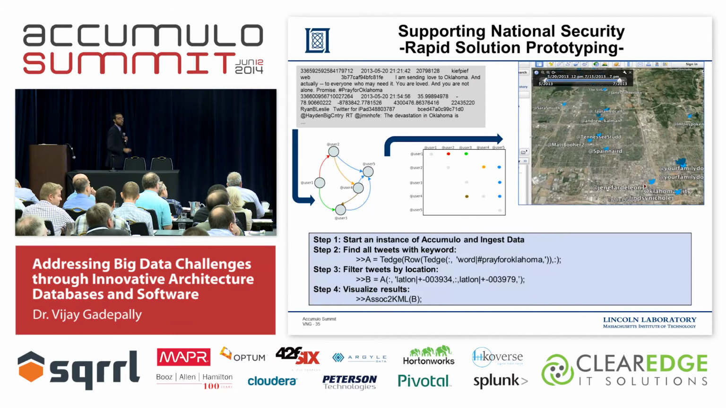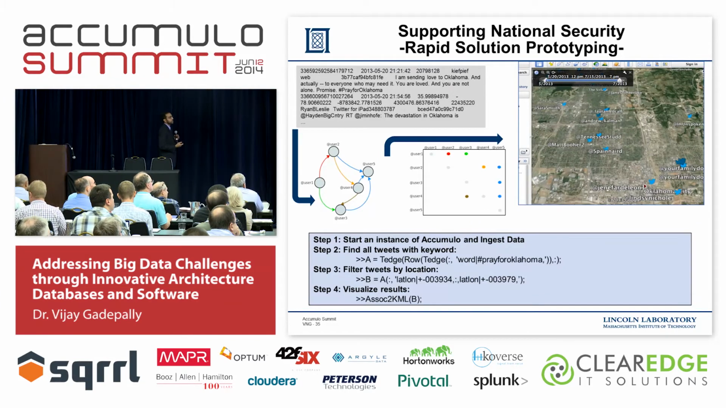This is just a subset of the projects we have ongoing that use these technologies. The first is what I like to call supporting national security through rapid solution prototyping. This is all the lines of code that one would need for the analytic. I'll tell you what it is. There was a tornado in 2013 in Moore, Oklahoma. It was a very large tornado. And people used a Twitter hashtag called #PrayForOklahoma, which is really used for people to show their support for the victims and the people in Moore, Oklahoma.